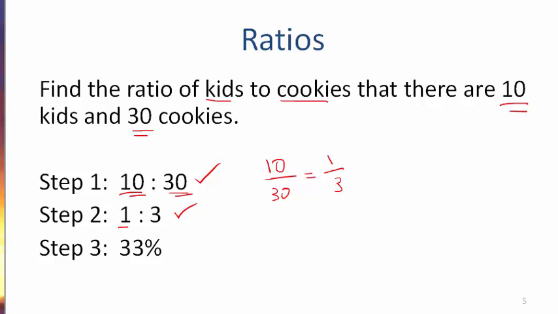That means if I'm a kid at the party, for every one kid, I get 3 cookies. I can change that into a percentage of 33%.